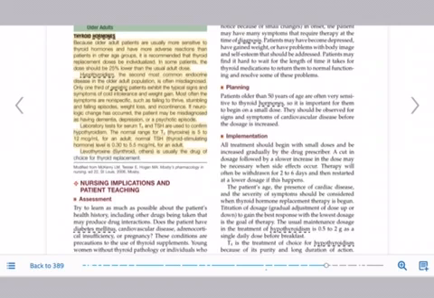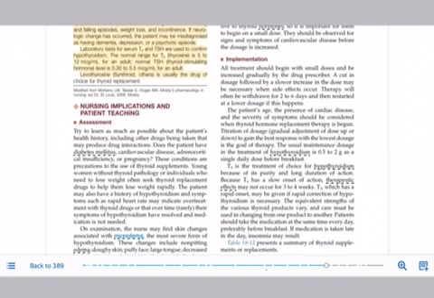All right. So nursing implications in patient teaching. Once again, learn as much as you can about the patient. Does the patient have diabetes, cardiovascular disease, adrenal cortical insufficiency? Are they pregnant? Young women without thyroid pathology or individuals who need to lose weight often seek thyroid replacement therapy.